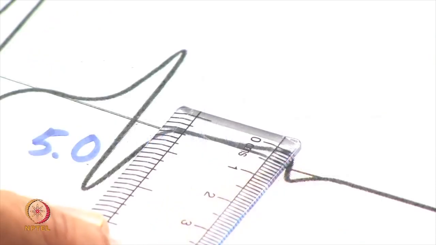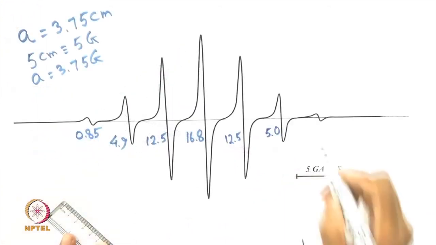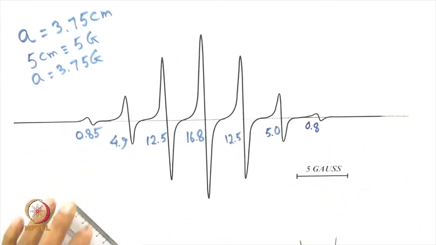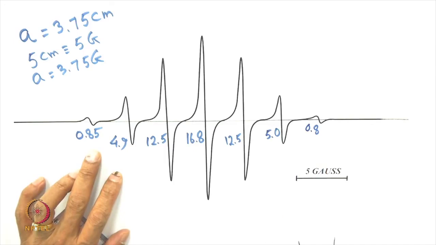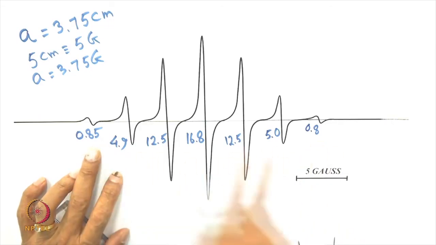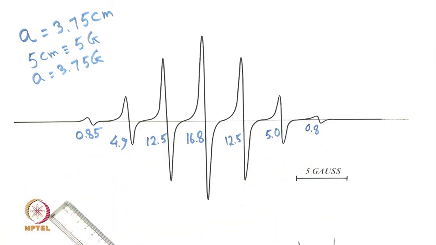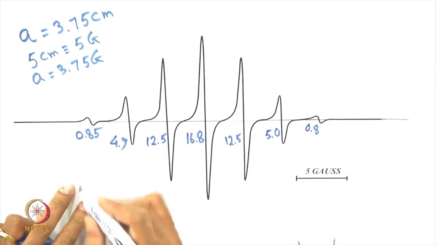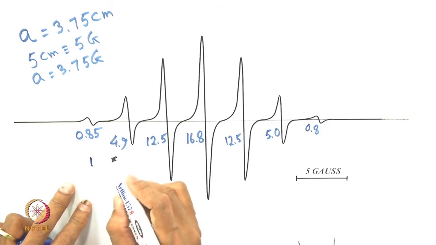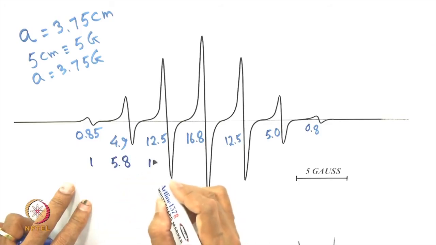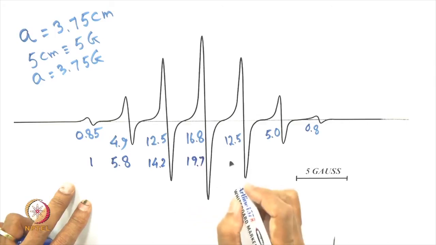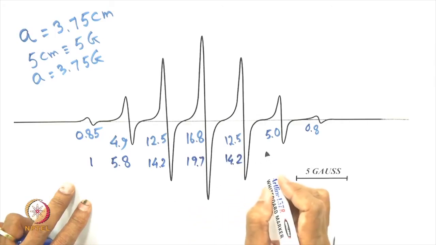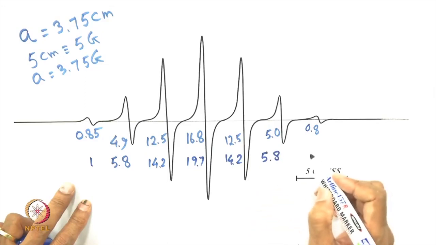And this is again nearly 0.8. So, this sort of small deviations are expected in an experimental spectrum, one does not expect them to follow exactly the relative values that we expect theoretically. So, small deviations are possible. So, divide all the numbers by, let us say, 8.5, the average of this and this, and if you do that, these values will turn out to be 1, 5.8, 14.2, 19.7, this is 14.2, 5.8, and again nearly 1.